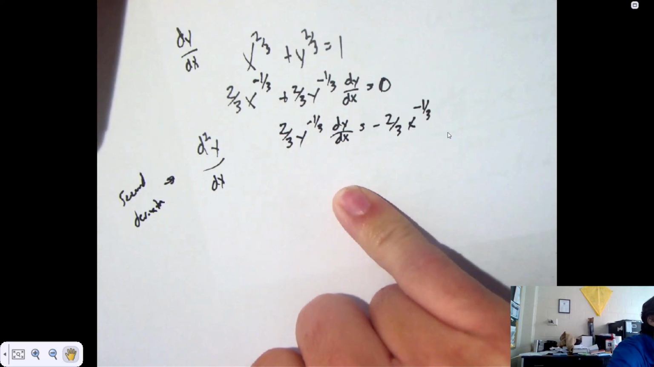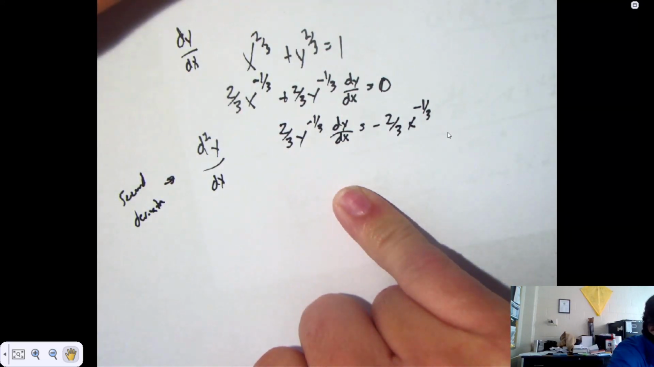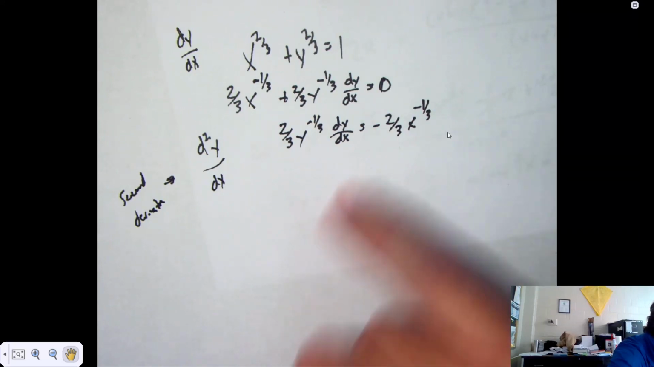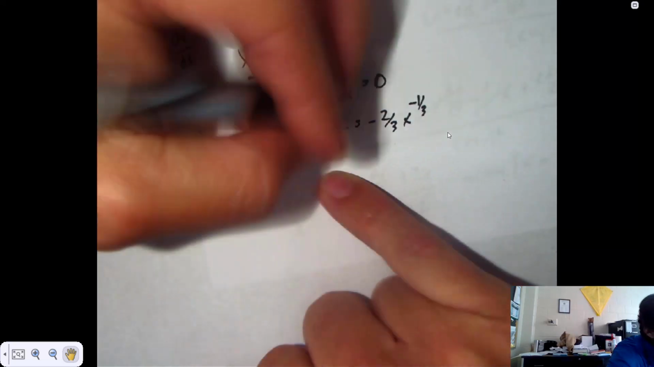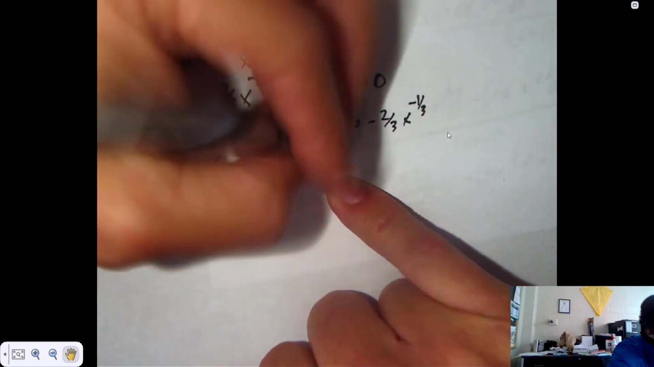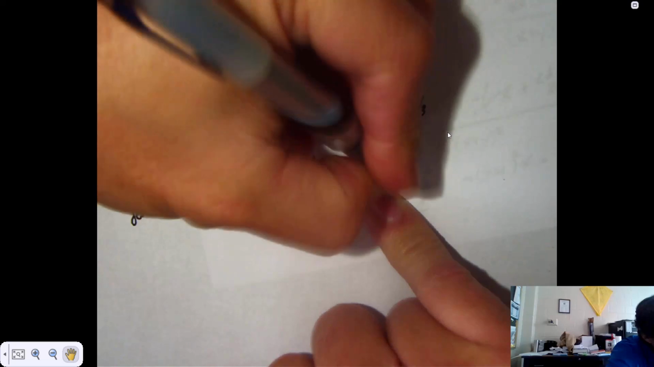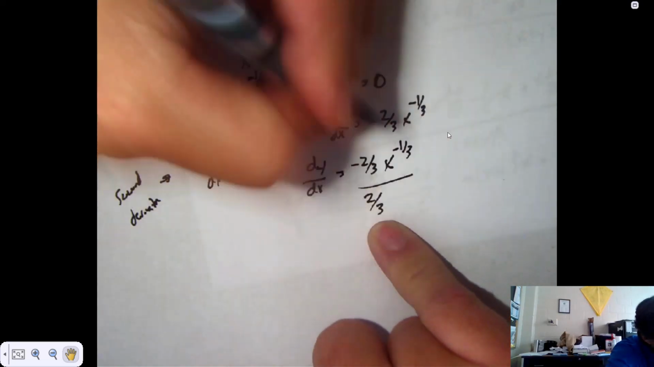And what are you going to divide by? 2/3? Y to the negative 1/3? Perhaps? Well, isolate dy dx, right? You're all worried about these weird exponents. You don't need to be. Just because something looks more intimidating doesn't mean it is. No, it does not.